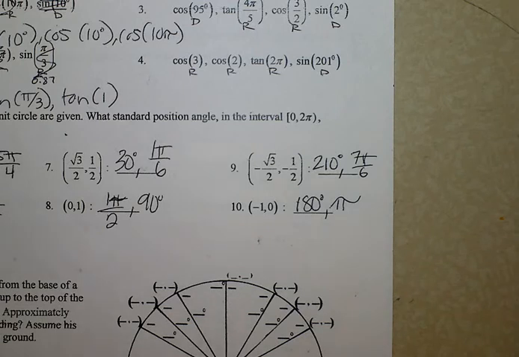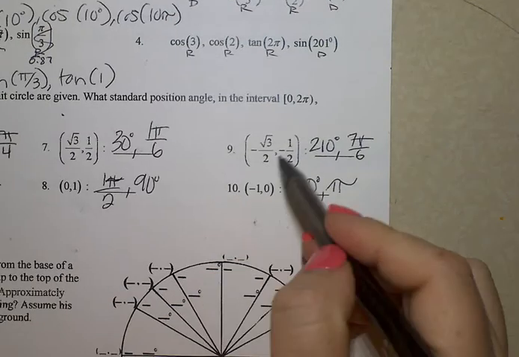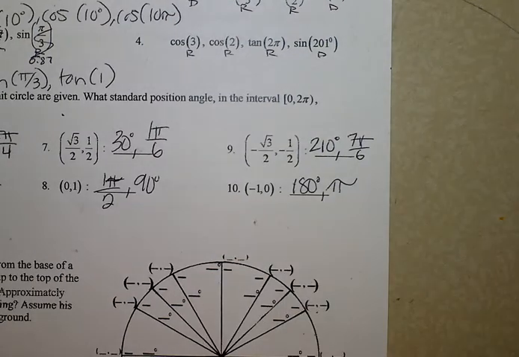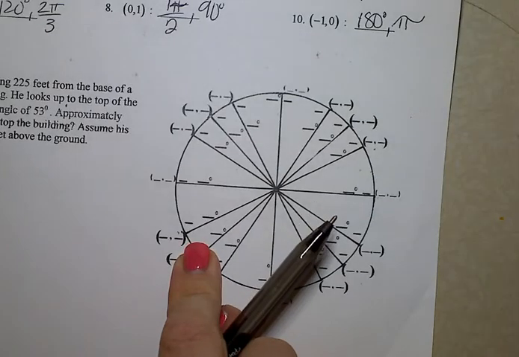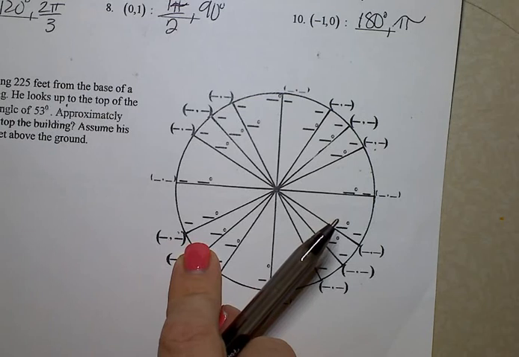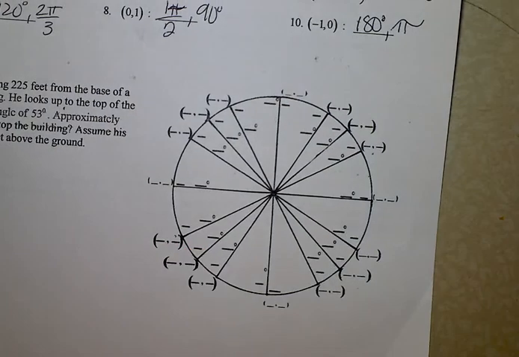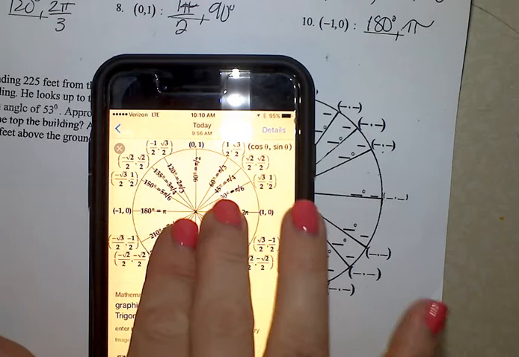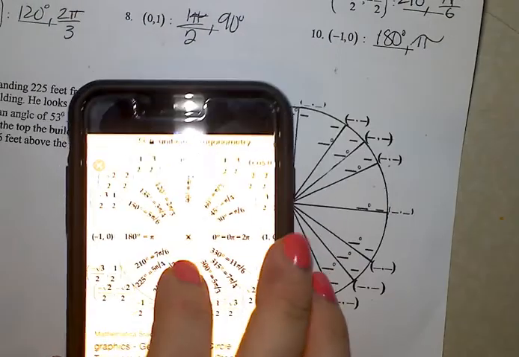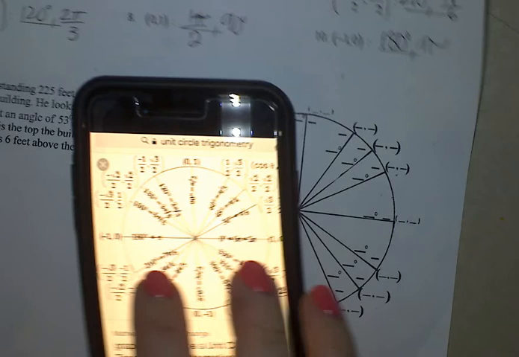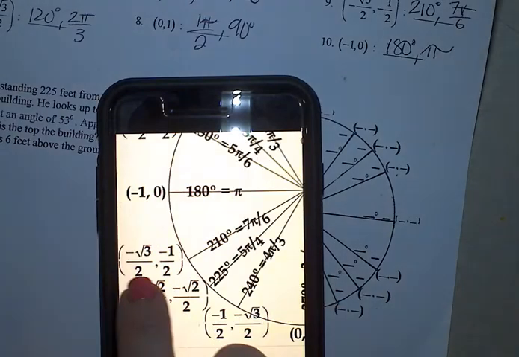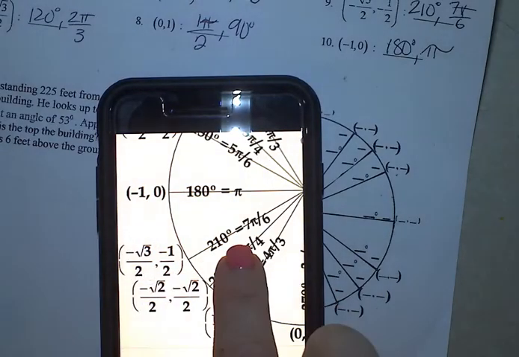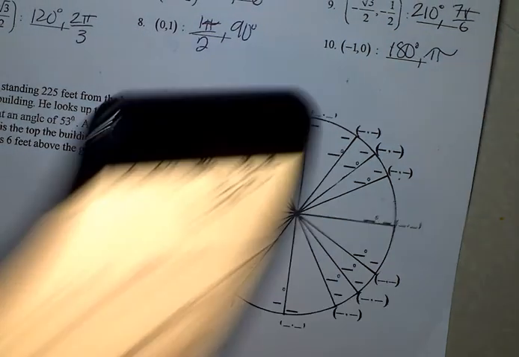Well, let's see if I made a mistake. So, let's see. 1, 2, 3. I believe that this lies right here, which I think is 210. How many of you have 210? I think it's 210. I'll check right now, okay? So I have this up because I'm making an answer key. So let's check. So it is negative radical 3 over 2 and negative 1/2, which is right here. See it, Emma? And that's 210 or 7 pi over 6. Good to go?